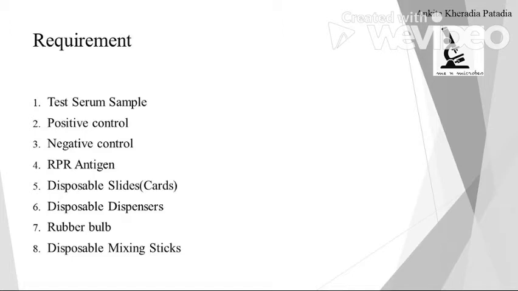For that, we require the test serum sample, a positive control of the test, a negative control, and RPR antigen that is readily available in the kit. The positive control is to check the kit quality. We also need a negative control and disposable slides or cards. Disposable cards are available with a white background. We also require disposable dispensers, rubber bulbs, and disposable mixing sticks.